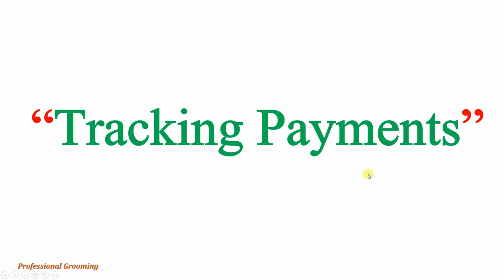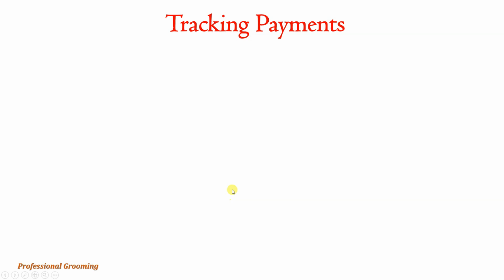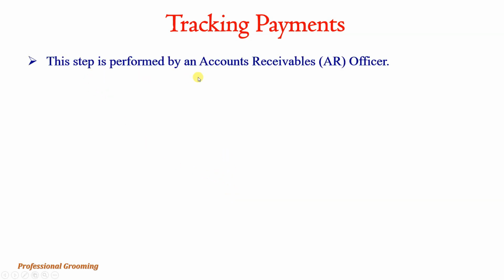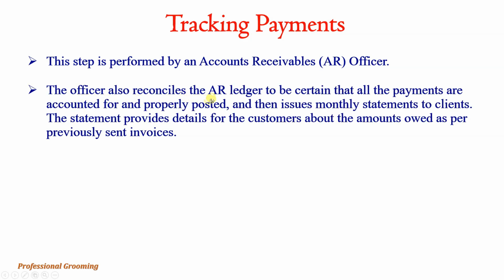The next is tracking payments. How to track payments. This is also the third phase of the account receivable process. This step is performed by an account receivable officer. The officer also reconciles the account receivable results to be certain that all the payments are accounted for and properly posted, and then issues a monthly statement to clients. The statement provides details for the customers about the amounts owed as per previously sent invoices.